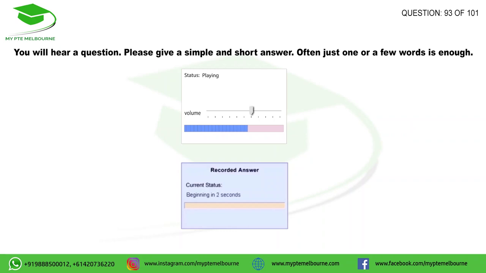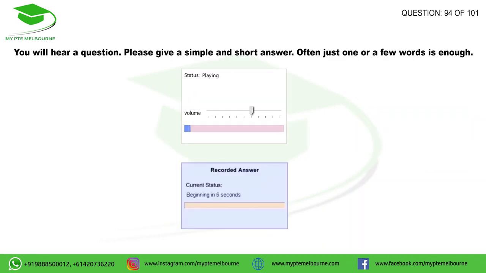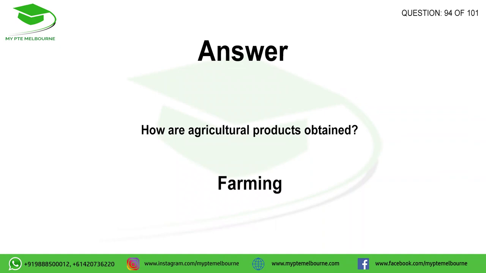How do you describe the line that segments a circle? How are agricultural products obtained?